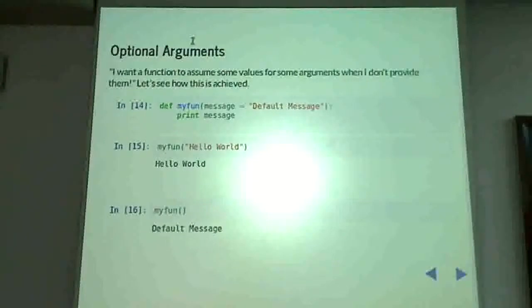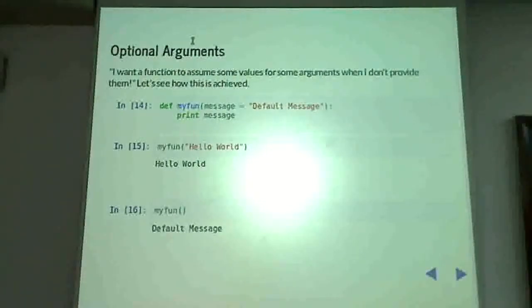Okay. So let's go a bit deeper into functions. Now let's say that you want a function which is more flexible. So the function should assume some values for certain arguments if the user doesn't supply them. So it's like this. If you say go, I'll go to some default place, but if you say go to somewhere, I'll go to that specific place. So you want me to not require every single argument. So how do I achieve that?